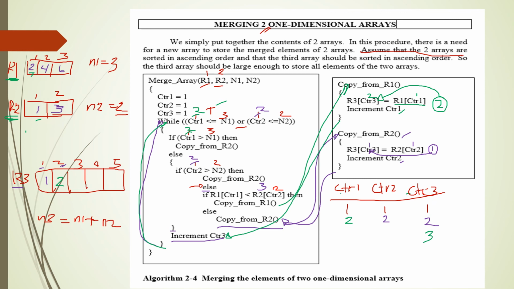Okay. Try muna natin. So, ulit. Counter 1 this time is 2. Counter 2 is 2. Okay? R1 sub 2. R1 sub 2, we refer to 4. Okay? R2 sub 2. R2 sub 2, we refer to 3. Is 4 less than 3? Okay, false. So, kung false, copy from R2. Again, ito natin yung values nito.